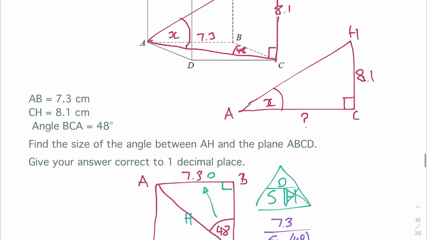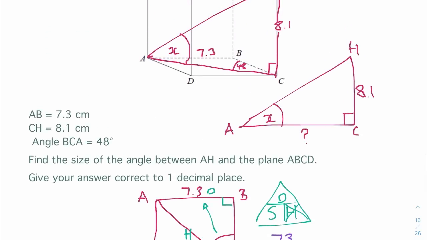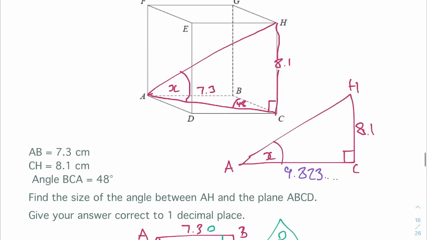So if we bring that up to the question that we were looking at to start with, we can now replace that question mark with this new length, which is 9.823 and a few more decimals. So now we just need to find the size of the angle. Then we've pretty much solved this problem.